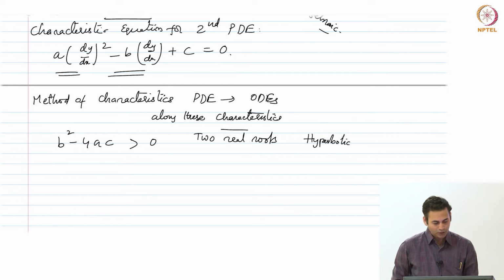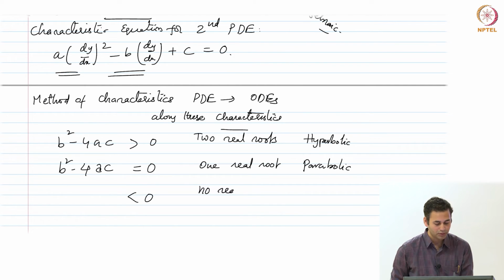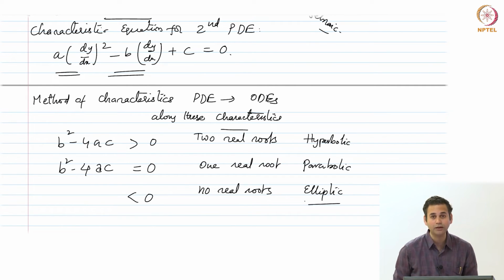Hyperbolic, okay. Now, if you have b squared minus 4ac equal to 0, how many roots would we have? We have only one real root, and that would make this equation parabolic. Similarly, if it is less than 0, you would have no real roots. That means we don't have real characteristics, you only have imaginary characteristics. So we call this an elliptic type of problem.